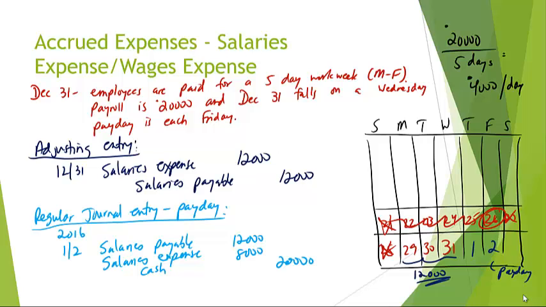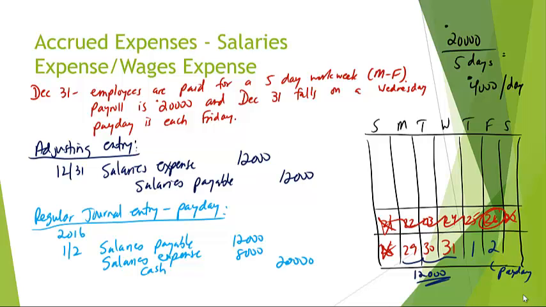So we have to properly allocate the expense for 3 days, the 29, the 30, and the 31st, the Monday, Tuesday, and Wednesday in December. If we fail to do that, we would not have enough expenses being reported in December, and therefore our income statement, when we get to step 6, would be overstated because we would have not enough expense recorded.